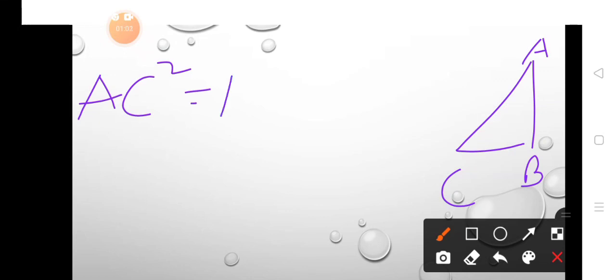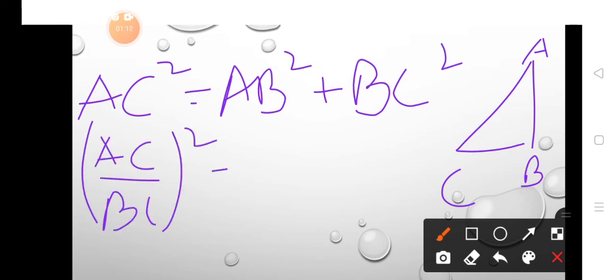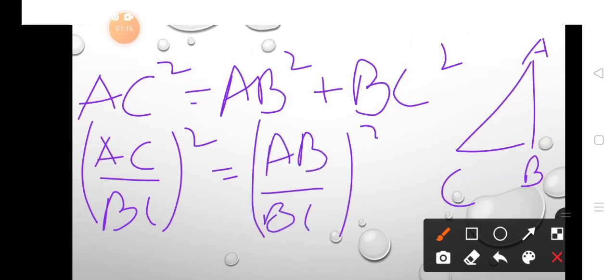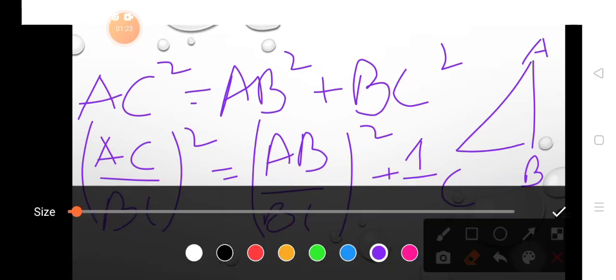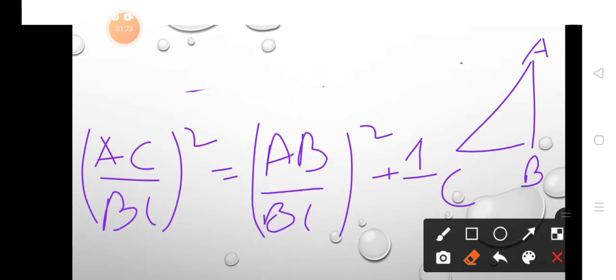Okay, now next, draw the triangle again. This was our A, this was our B, this was our C. Now by Pythagoras theorem, you know that AC square equal to AB square plus BC square. Now what we will do is divide all sides by BC. Dividing all sides by BC will give me AC by BC whole square here, AB by BC whole square here, yes or no? And BC by BC will give me 1 here.